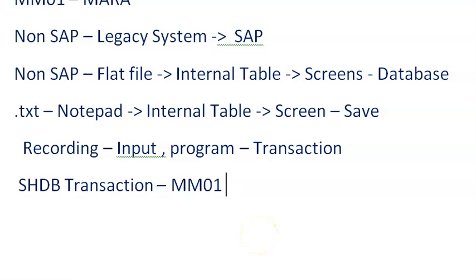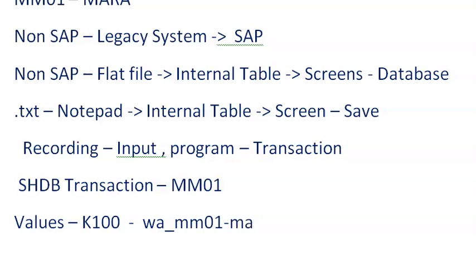So we'll record MM01. In the first screen, what is the input? In the second screen, what is the input? Everything will be recorded. And when we record, we will see that there are values. For example, if I give the material number as some K00 K100, this will be seen. But then we will replace this value with work area WA_MM01-MATNR. So we'll replace this hard-coded value with the work area name.